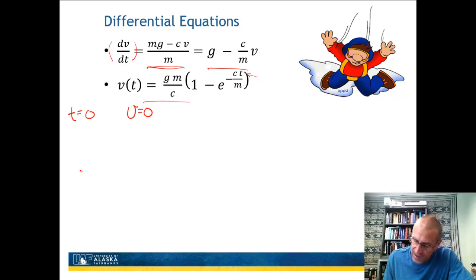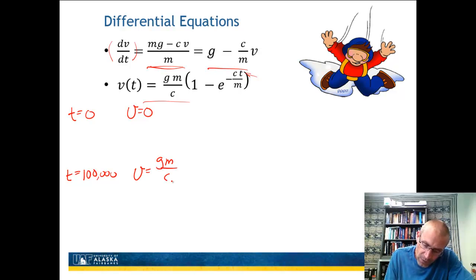I can also look at an extreme, at a really large time, so maybe at 100,000. Then I would have e to the whatever c over m is times 100,000, negative. That ends up being effectively 0. That second term is 0. So I have 1 minus 0. It's just 1. And so I find out that my velocity is equal to gm over c. So it's going from 0 to this value gm over c.